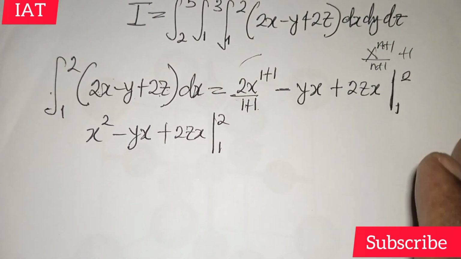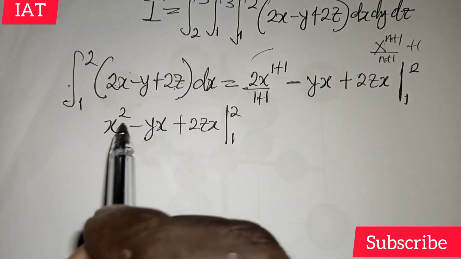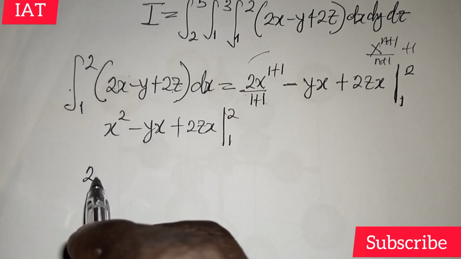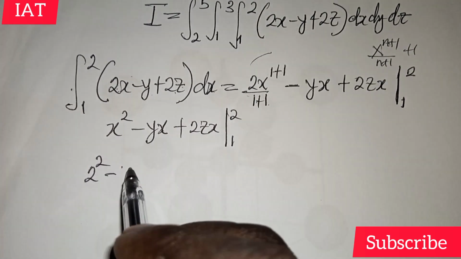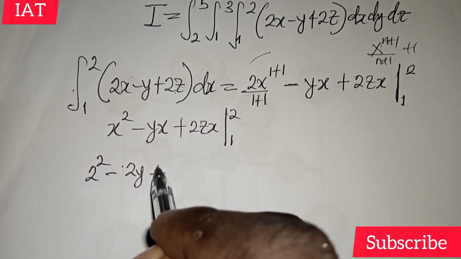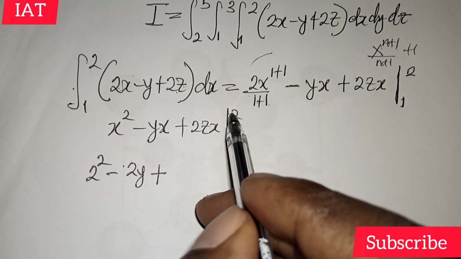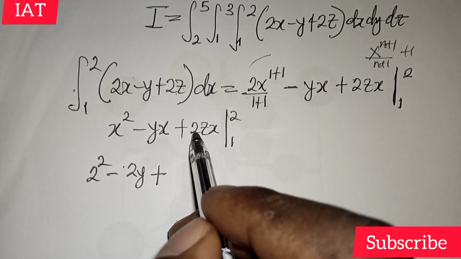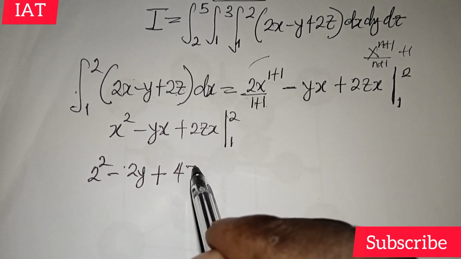Alright, so what's the next phase? Because we have upper and lower limits, we need to substitute 2 into this function, and after which we substitute 1. So there we have 2 squared minus, if you put in 2 here, times y will be 2y. Alright, plus, if you multiply 2 by this 2, because you plug in 2 here, that means 2 times 2 will give us 4. 4 times z will give us 4z.